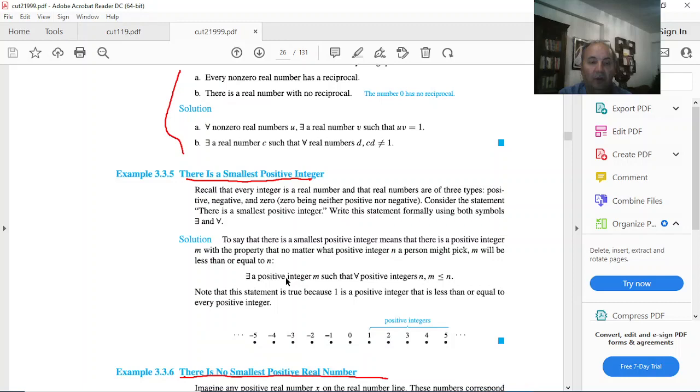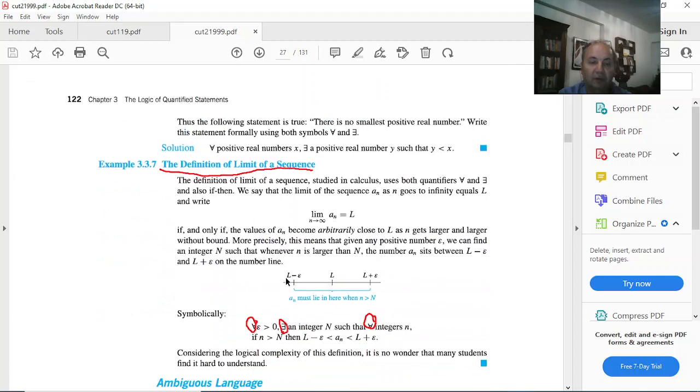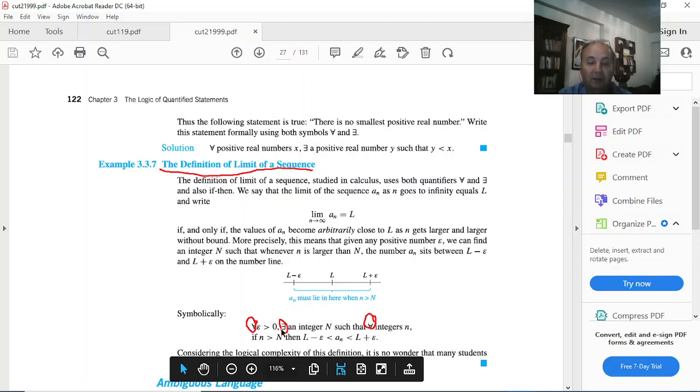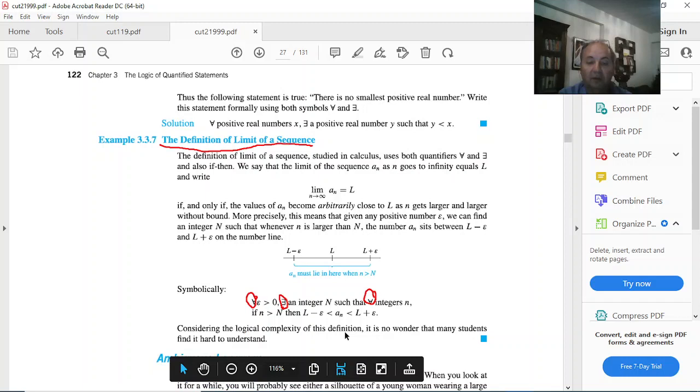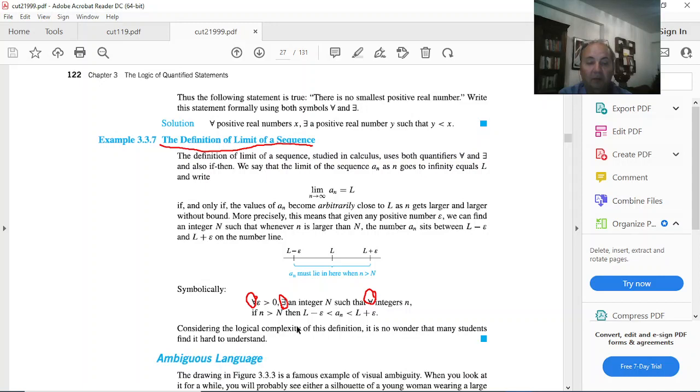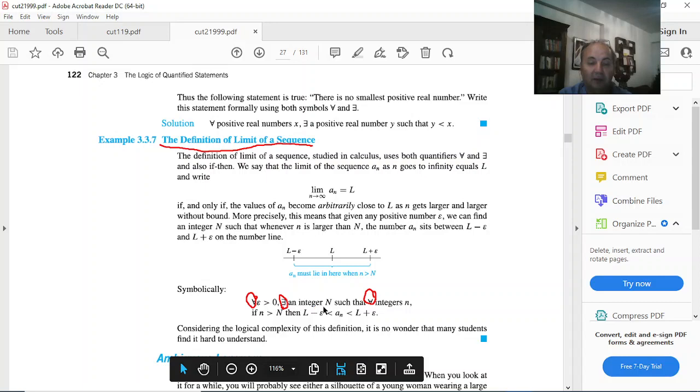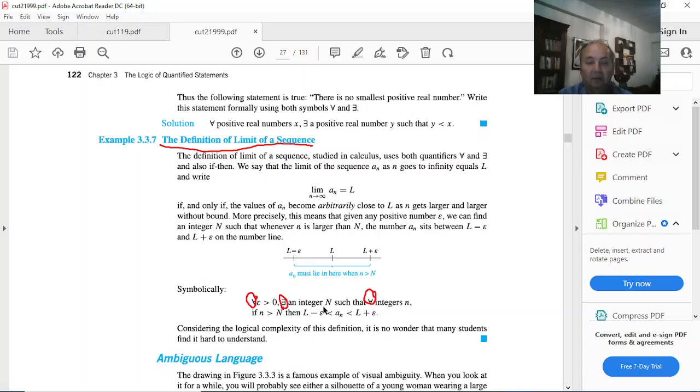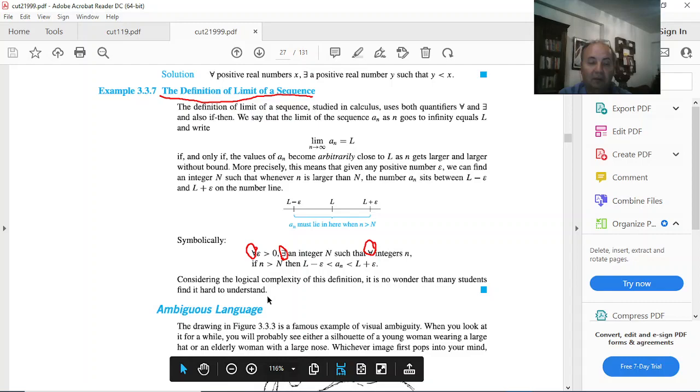Smallest positive integer, smallest positive real number, you should work on it. The definition of it is so strange, right? For all epsilon greater than zero, there exists an integer capital N, such that for all integers small n, if n is greater than capital N, then satisfying the inequality condition, we have the definition of a limit. Be careful about for all epsilon greater than zero, there exists a capital N. This is the classical definition of the limit. These two together are very well known, and you will see them a lot in mathematics.